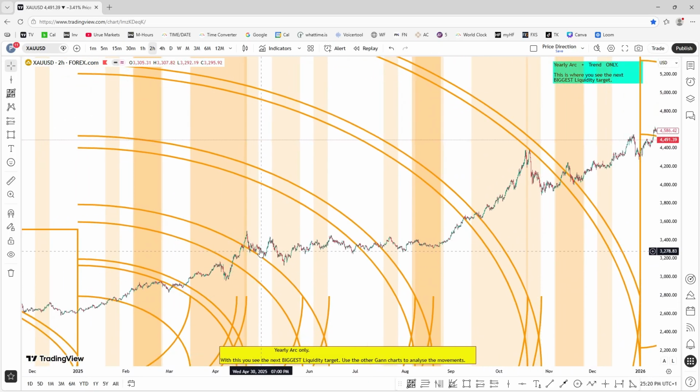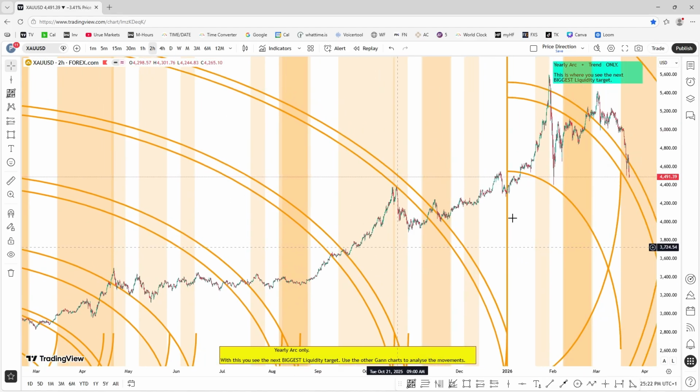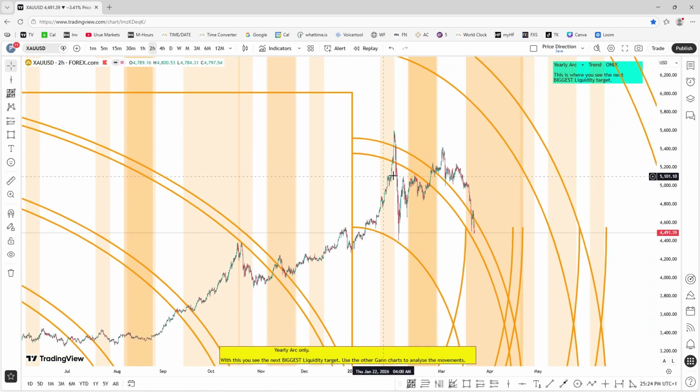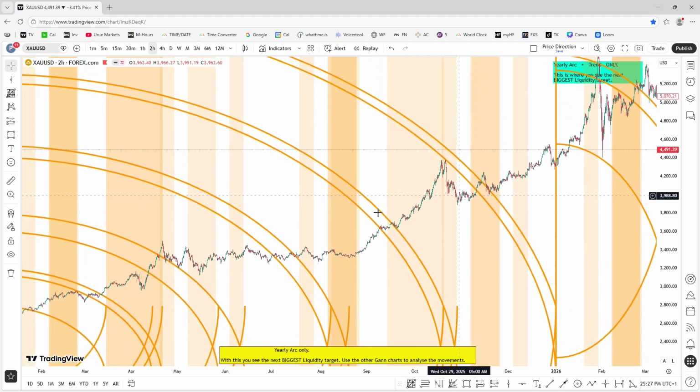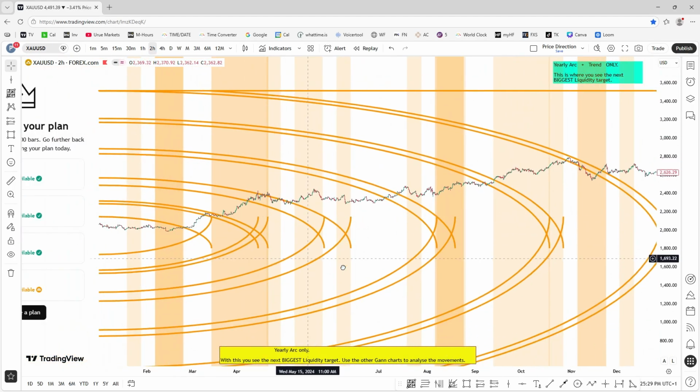Pop out, target the next one. Pop out, target the next one. Just keep going, rising and rising. And now we are in 2026. We'll talk to you about these two. Now let's go back to 2024.